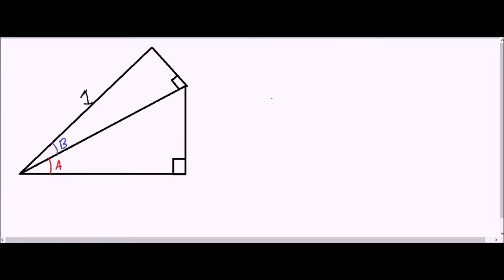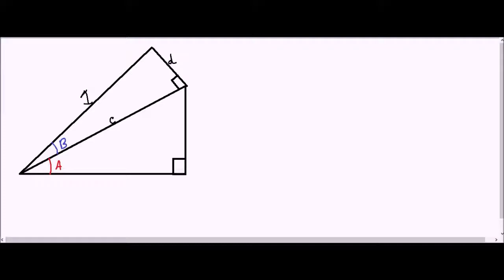And now let's solve for some of these sides. I'm first going to look to the triangle with B, and let's find out what this side over here is. I'm going to call this side C, and I'm going to call this side D. So let's solve for these.